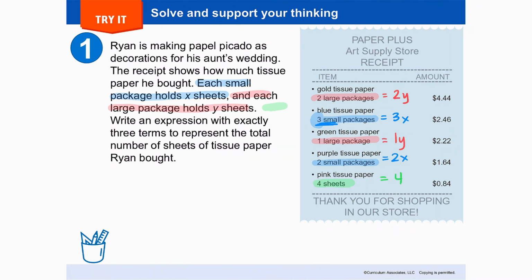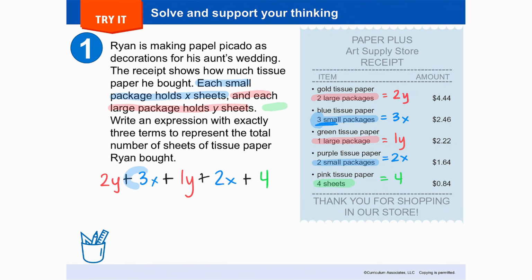Now we're going to combine them, okay? So I'm just going to write them out as I see them in order of the receipt. So I have 2Y plus 3X plus 1Y plus 2X, which we needed to be blue, plus our last guy there, which is 4. Okay, so I've done some color coding here. Now what I'm going to do is pay attention to the sign, the operator here, and the term next to it.